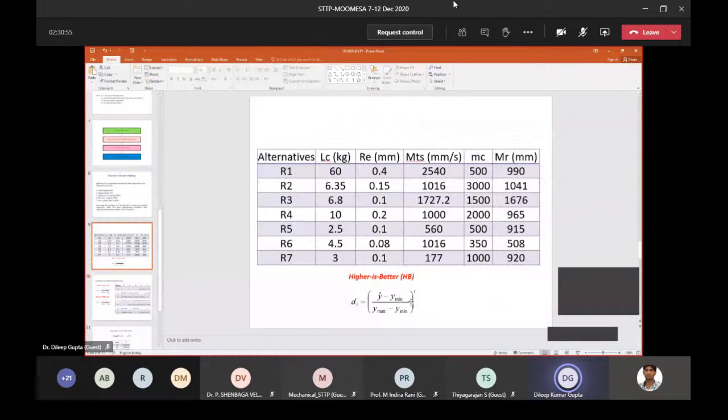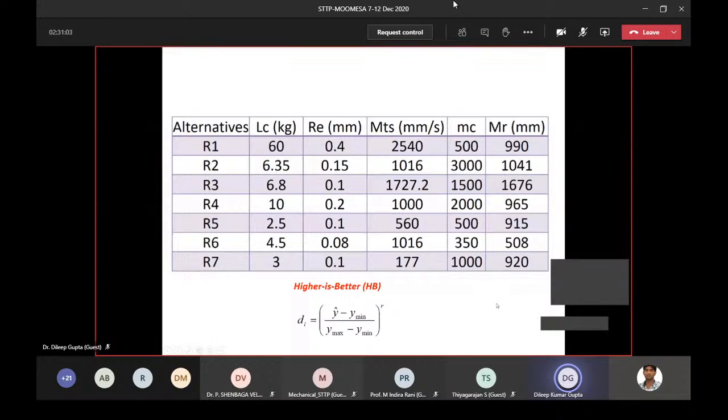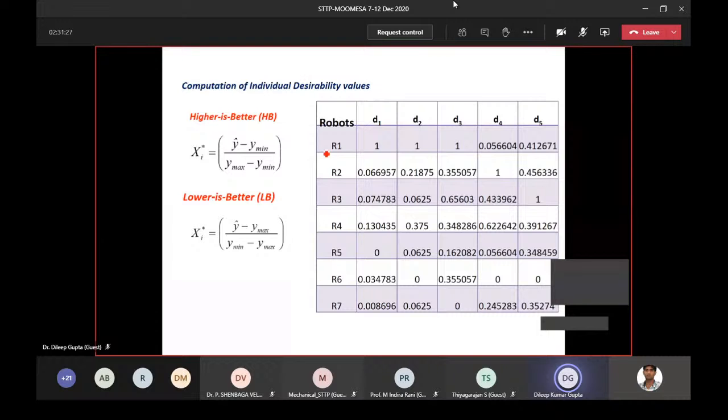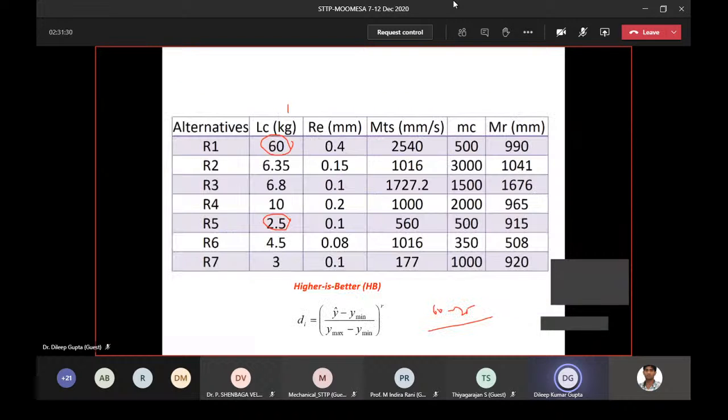So DI for the first case, the value of Y is 60, right? The value of Y minimum is 2.5. So 60 minus 2.5 here, divided by Y maximum minus Y minimum, that is 60 minus 2.5. So this becomes 1 here, right? This is the maximum, that is why it always becomes 1. Now you can see it is 1 here, the desirable value.